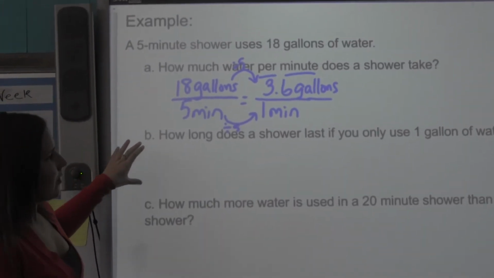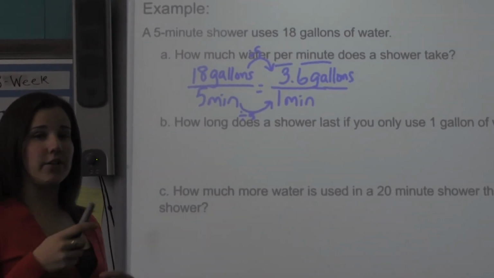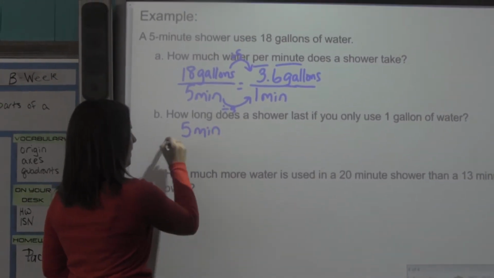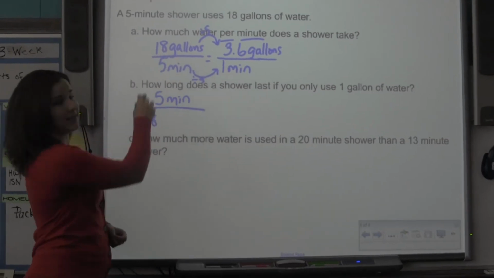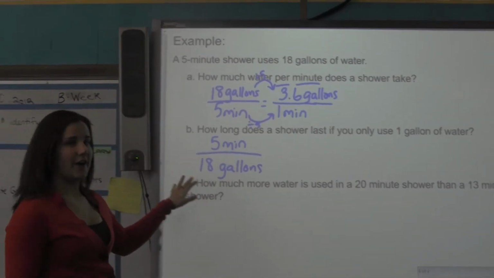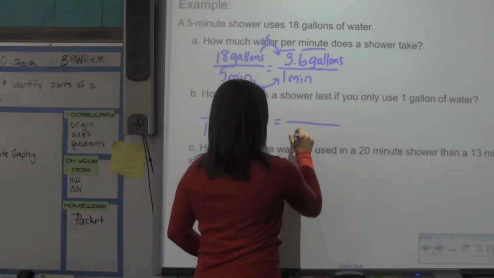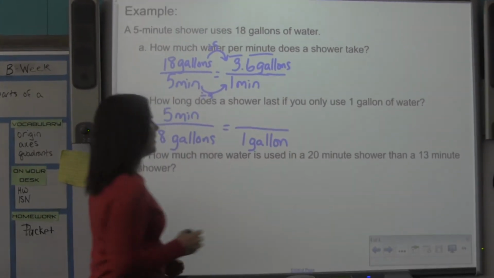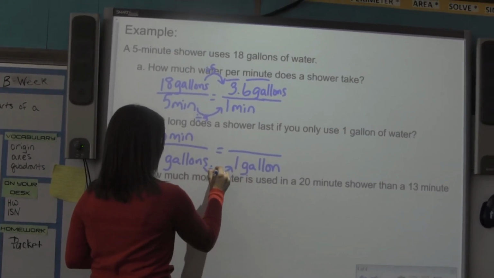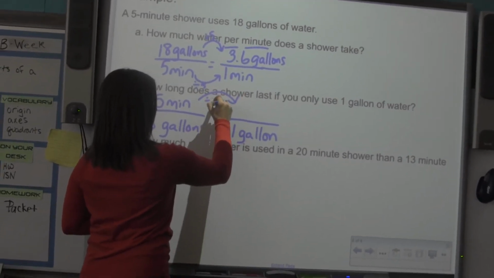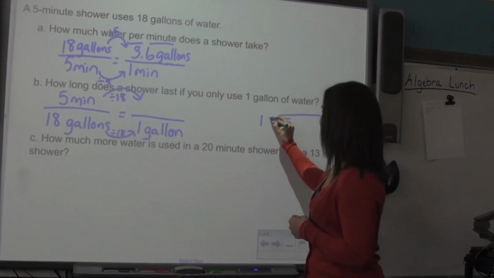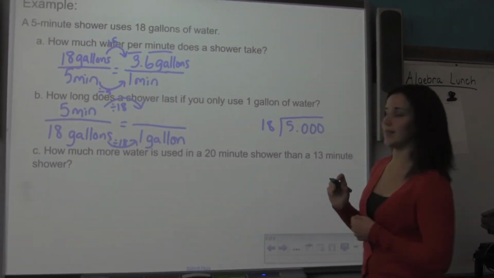Down here it says how long does a shower last if you only use 1 gallon of water. Now I want to do a unit rate where the gallon is in my denominator. So I'm going to set up the same rate, but instead of comparing gallons to minutes, I'm going to compare minutes to gallons. 5 minutes for 18 gallons, and I want to know for 1 gallon how many minutes it would take to use up that. So I'm going to divide by 18. And this is another division problem I'll need to do over here. So 5 divided by 18. I'm going to add some zeros so I can divide here.